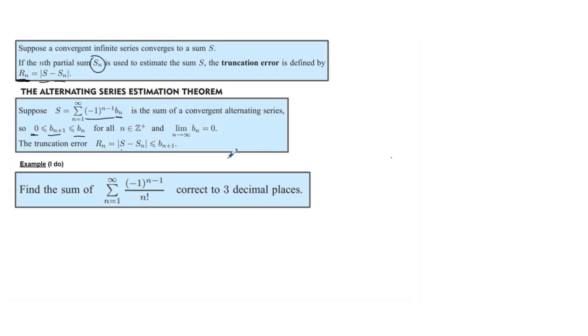So here's an example of this. Find the sum of the series from n equals 1 to infinity of minus 1 to the power n minus 1 over n factorial. We need to find this correct to 3 decimal places. The beginning would be to show that it's an alternating series, or show that it's a convergent alternating series.